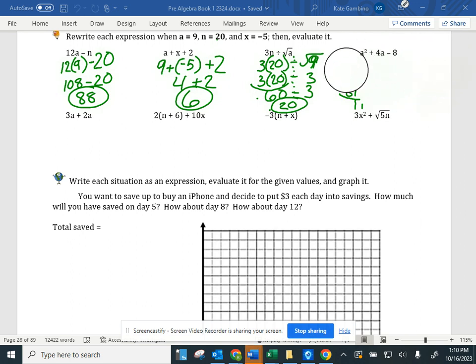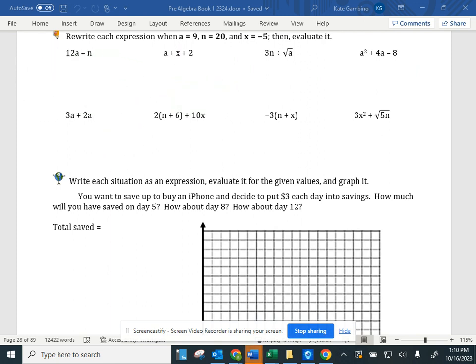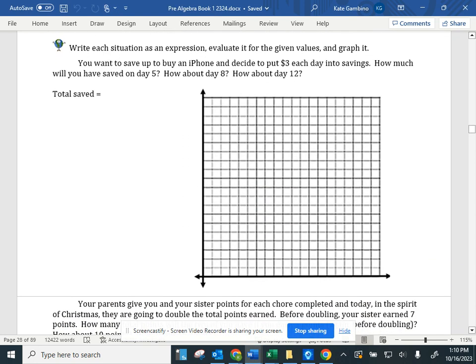We want to get onto that graphing part because this is something new to us. We've put in variables before and figured out what it means. Usually we've done it with one variable. This time we have multiple variables, but we're doing the same kind of math. But now we're going to write our expression from our verbal phrases. We're going to evaluate it, and then we're going to graph it.